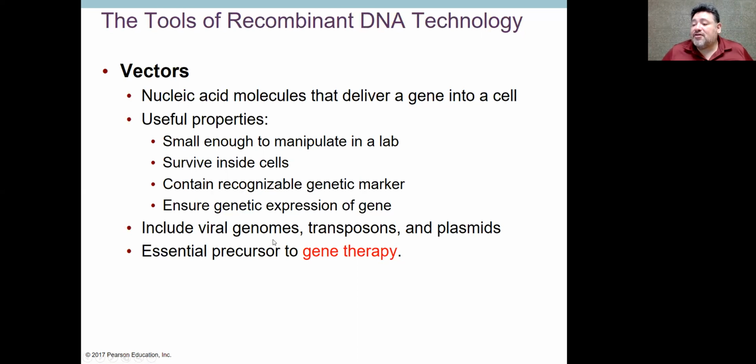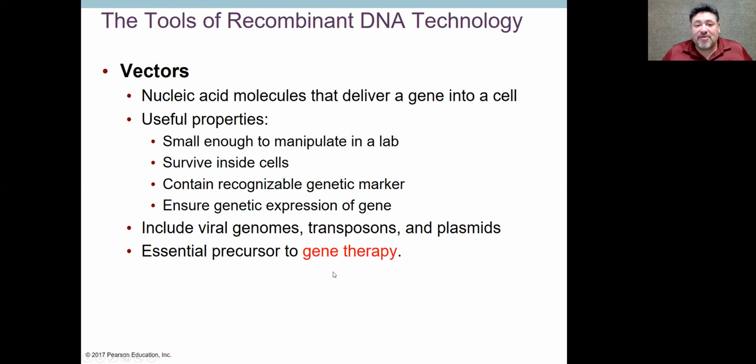Examples of vectors: viral vectors, okay? Transposons, these are small pieces of DNA that have the ability to incorporate themselves into the host's genome. Plasmids, we've talked about those. And again, these are all delivery methods for delivering specifically genes into our host, okay? And again, these are essential to gene therapy.